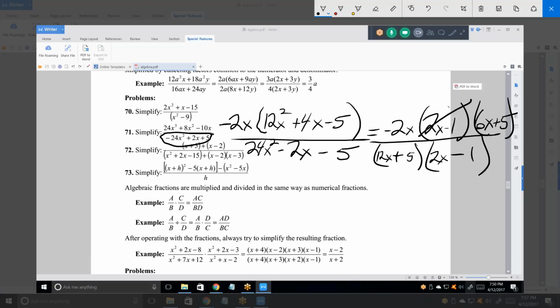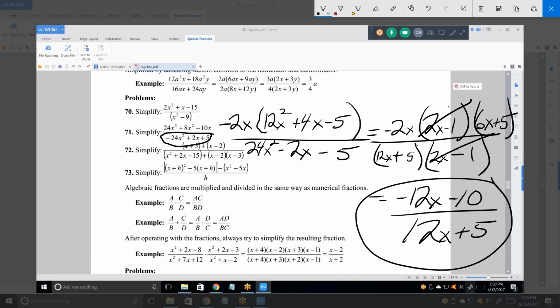That cancels with that. And what we're left with is minus 12x minus 10 all divided by 12x plus 5. And that's your answer. That actually does not simplify. I could factor a 2 out of the top, but that doesn't really help. I just had a 2 factored out and it came back in.